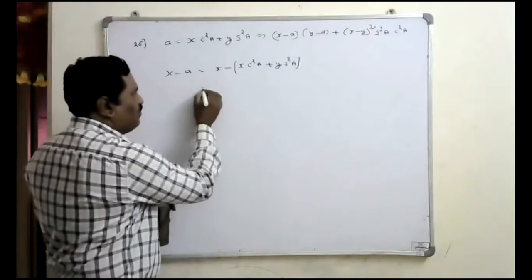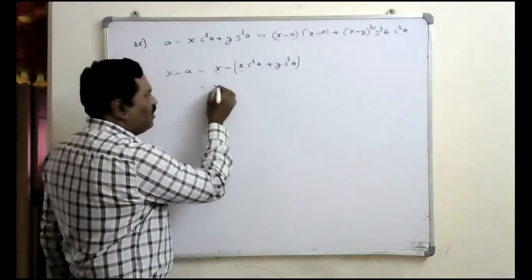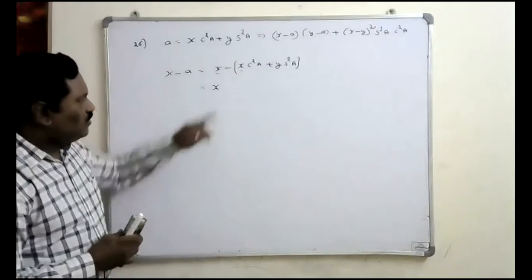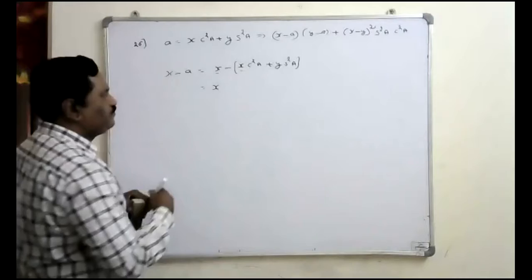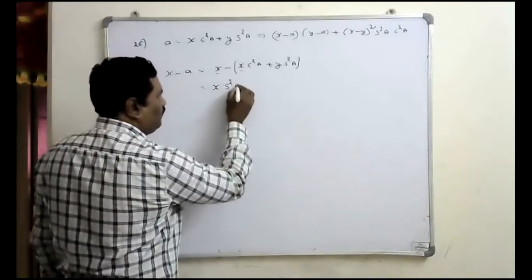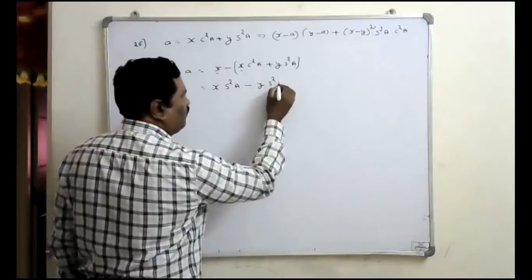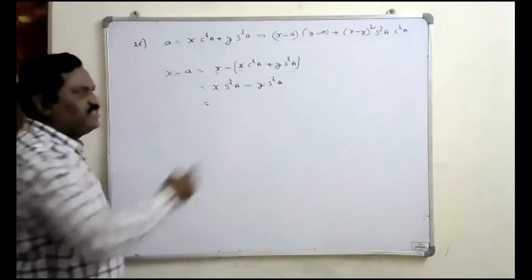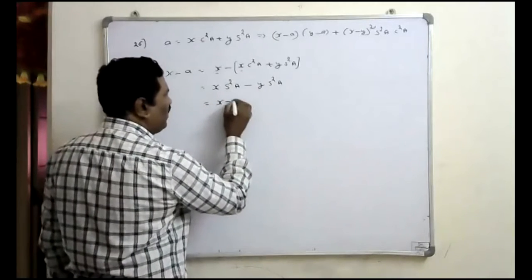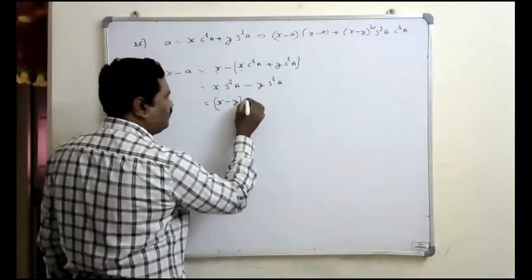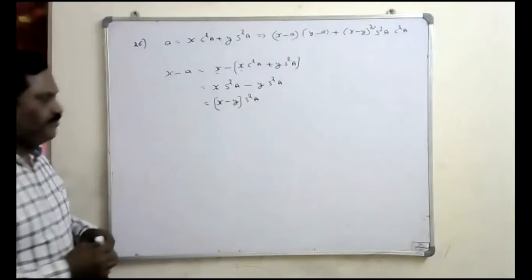Now, from the first two terms, I can take x common. The remaining is 1 minus cos square a, and 1 minus cos square a is sin square a. Minus y sin square a. From these two, we take sin square a common, and the remaining is x minus y. This is the value of x minus a.